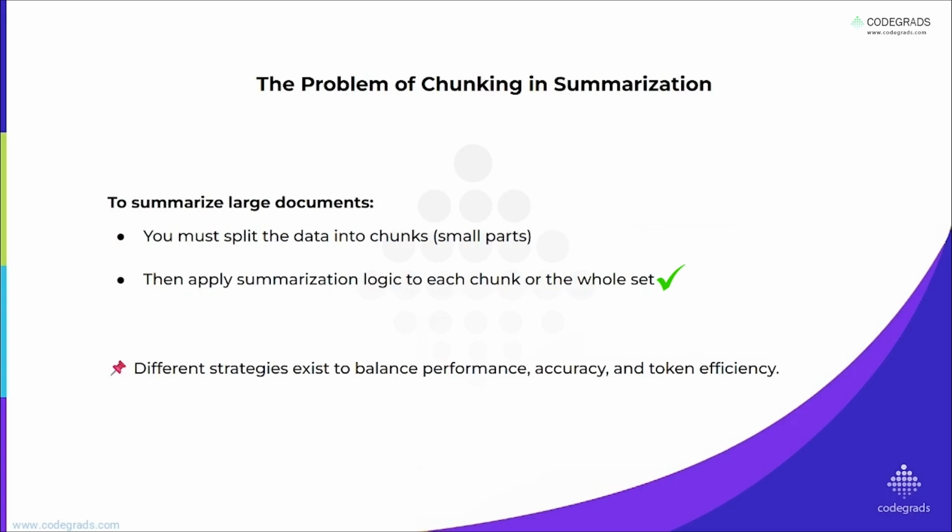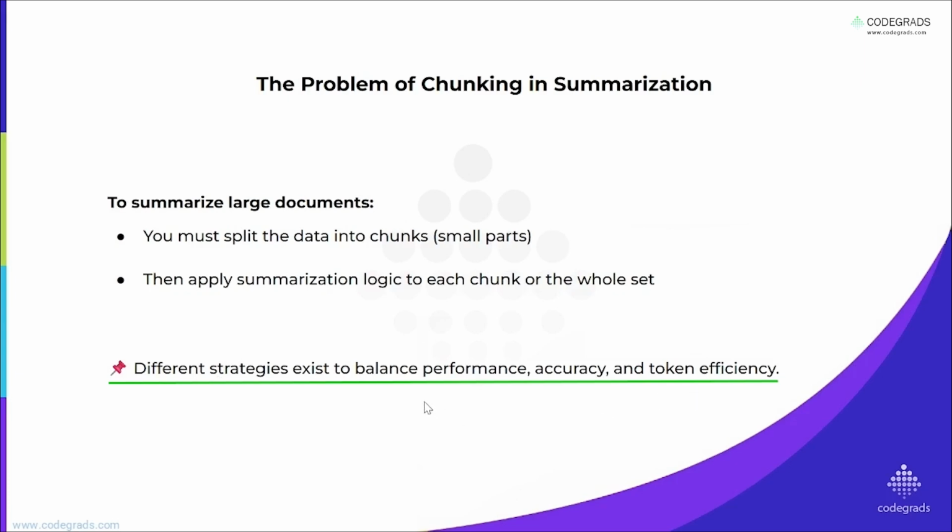Now, in the problem of chunking, we often split long documents into chunks, but not all chunks are equally important. Chunks may lose meaning out of context, and summarizing chunks poorly leads to a bad final summary, and that's where we have different strategies. Different strategies exist to balance performance, accuracy, and token efficiency.